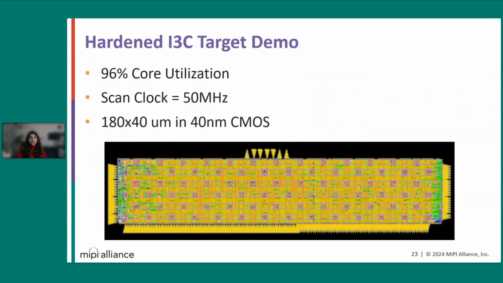Now I am presenting the final implemented I3C target digital controller in CMOS 40 nanometer technology, using the techniques discussed in this presentation. The core utilization is very high, 96%, since we have set our clock as a scan clock. And here I have taken a demo in which we have set the DFT clock as 50 megahertz.